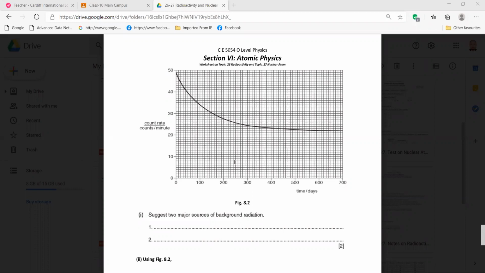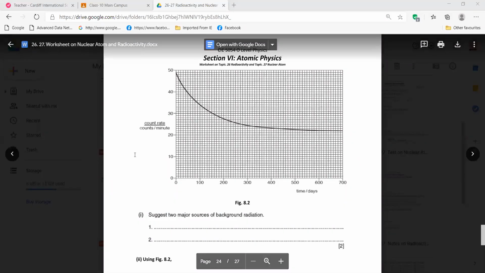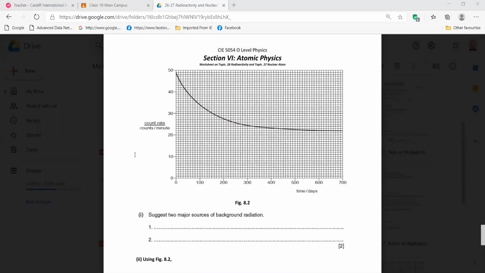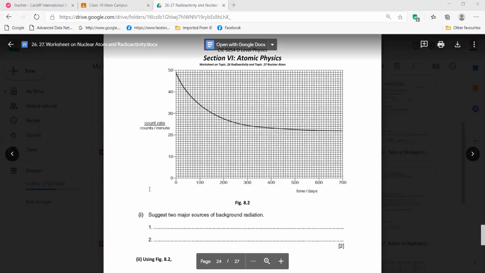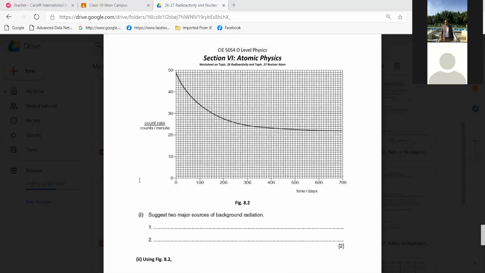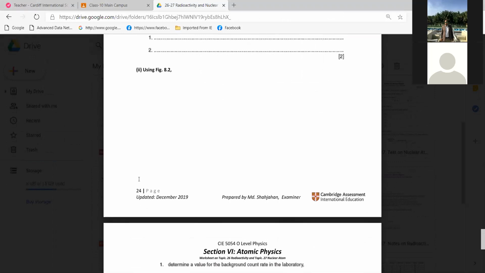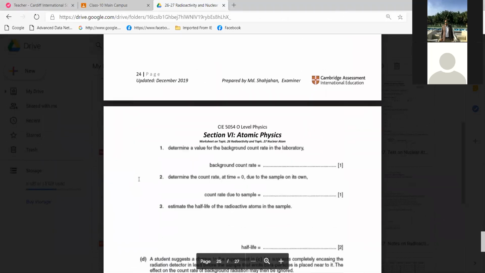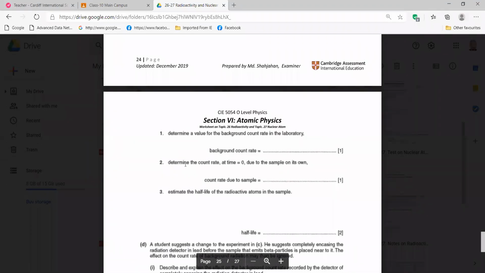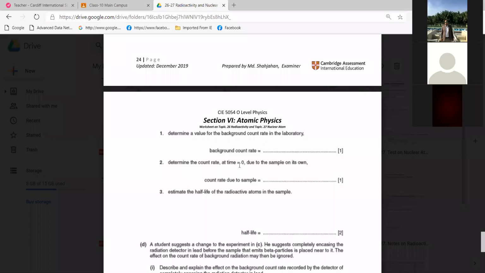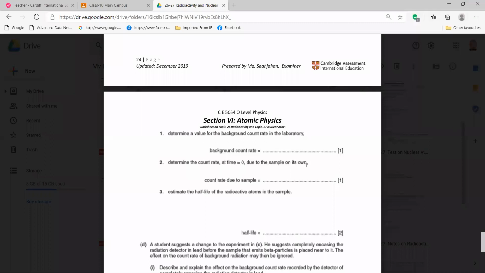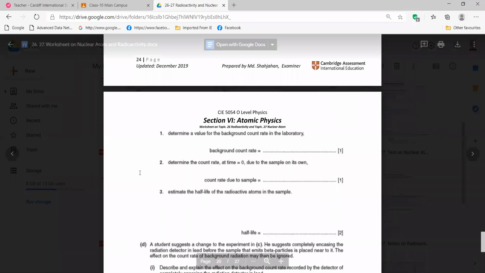Hello? Yes, sir. So if your background count is 22, you record it in your copy, and this information is required for our next calculation. You see, determine the count rate at time 0 due to the sample on its own.